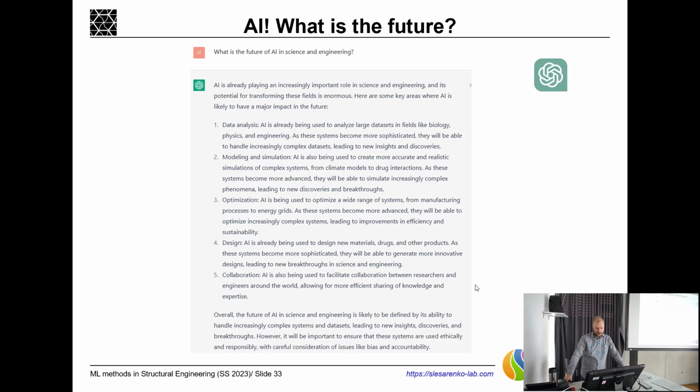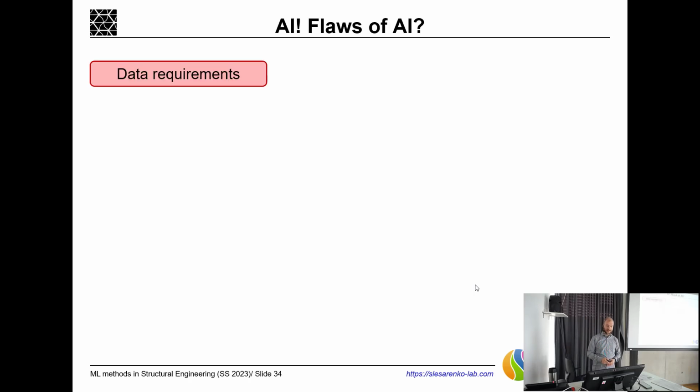ChatGPT wants to do here, but AI is also being used to facilitate collaboration between researchers and engineers around the world, allowing for more efficient sharing of knowledge and expertise. It's a little bit broad, but I think this is a good topic. So we have a very bright future for AI.